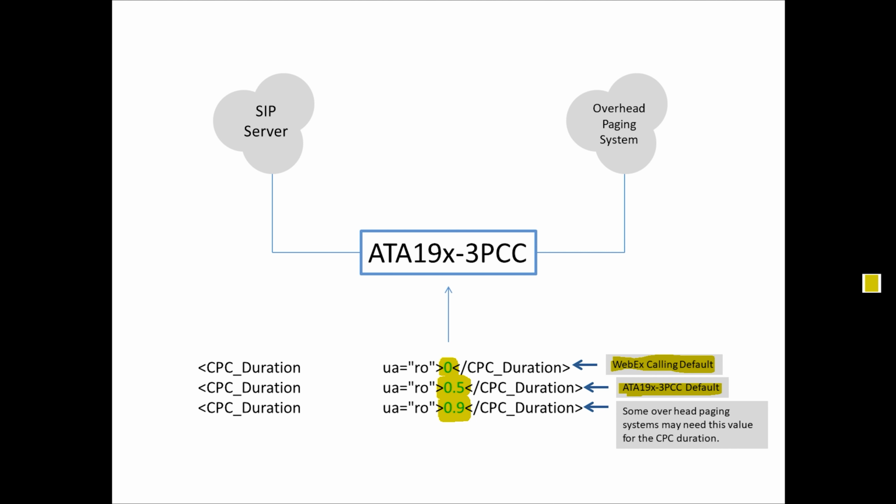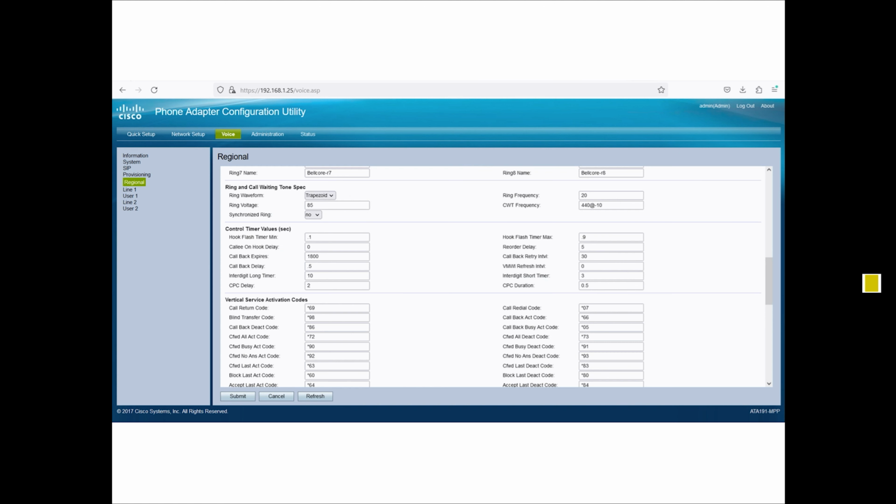The other item to keep in mind is what I'm showing you here is direct admin access into the 3PCC ATA. So we're under voice, under regional, and then there's the CPC duration setting right here. By default it's 0.5. And if you onboard this to WebEx calling, it does get set to 0, which, as I mentioned, you might run into an issue with the overhead paging system.